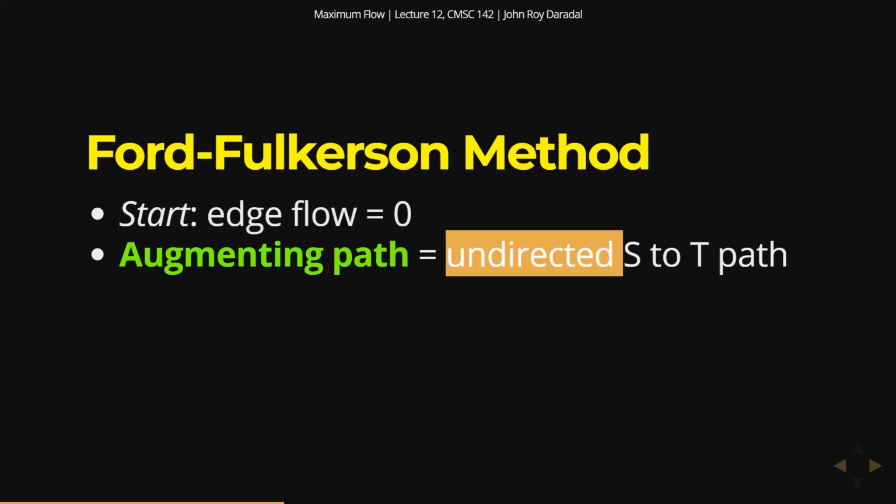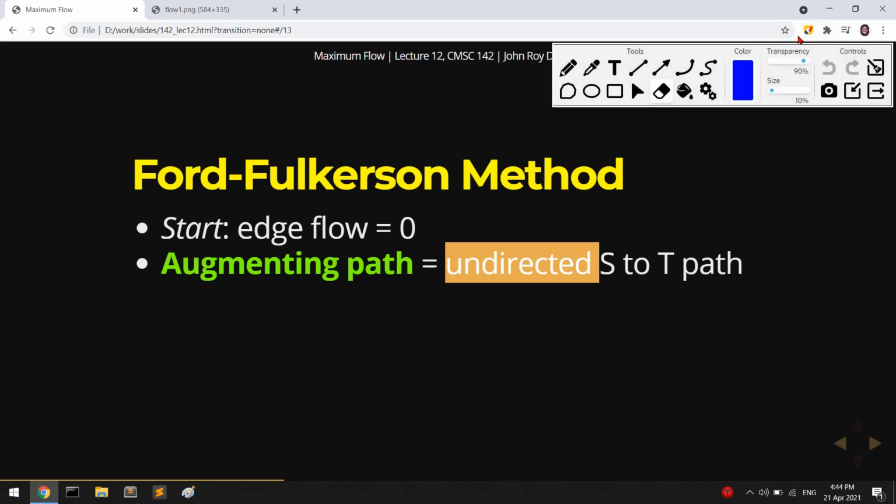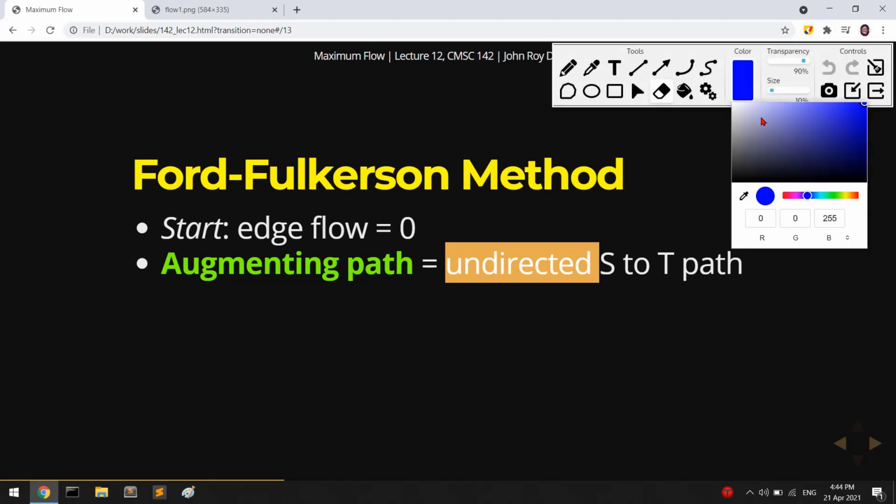So the augmenting path doesn't necessarily follow the directions set in our directed graph. Even if the direction is backwards, you can still pass by that edge because you can have a negative flow or a backwards flow. Remember our skew symmetry earlier, where we said that flow of AB is equal to negative of flow BA? Because of that, we are allowed to pass by edges even if they are not in the correct direction.